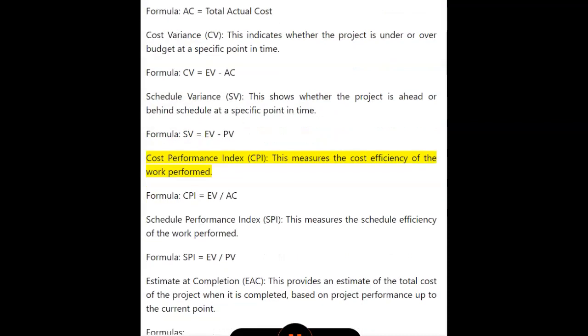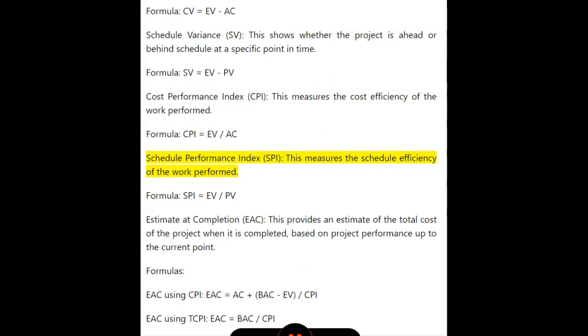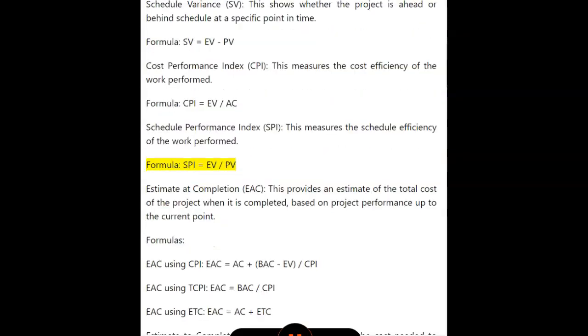Cost Performance Index, CPI. This measures the cost efficiency of the work performed. Formula: CPI equals EV divided by AC. Schedule Performance Index, SPI. This measures the schedule efficiency of the work performed. Formula: SPI equals EV divided by PV.